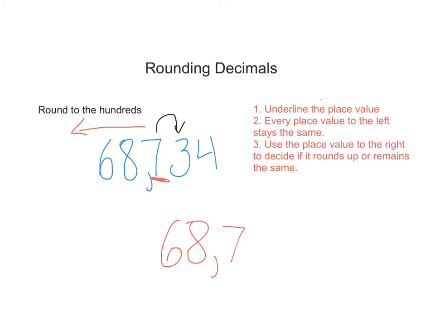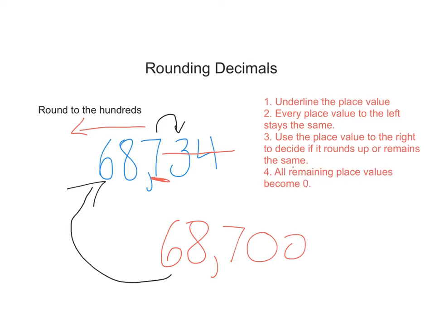And the last step is that all the remaining place values become a 0. Remember that your rounded number should be a simpler version of the original number, but still very close in value, which we can see it is. We are going to use these simple 4 steps to round decimals in the same exact way. We do not need to change any of our language. We do not need to change our approach in any way.